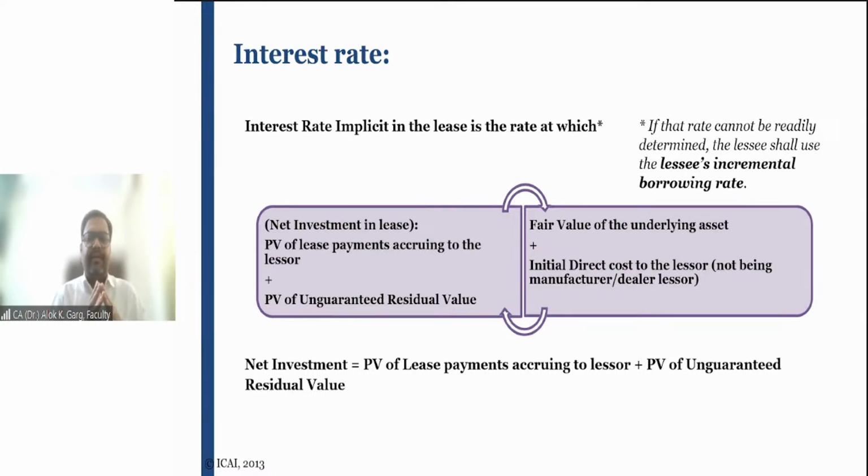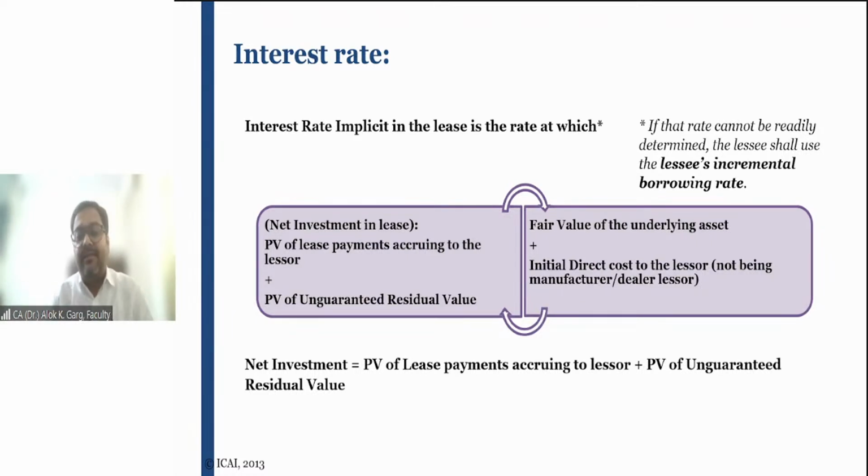Right? Friends, now coming back to this scenario, what is meant by interest rate implicit in the lease? Interest rate implicit in the lease is that rate to the lessor which equalizes the fair value of the asset plus initial direct cost with the present value of lease rental plus present value of unguaranteed residual value. So the rate which equalizes both sides of the equation will be known as your interest rate implicit in the lease.